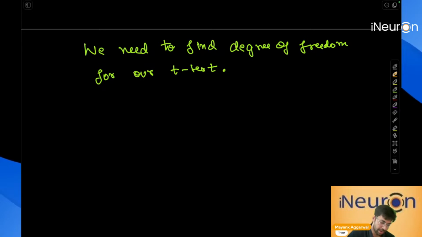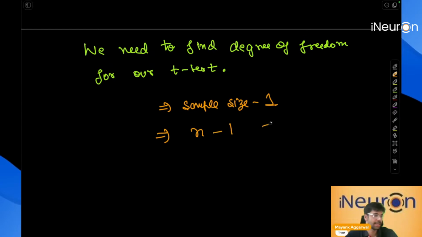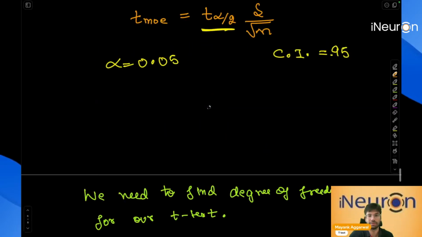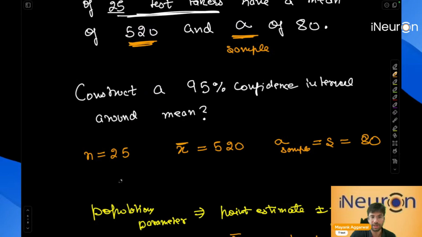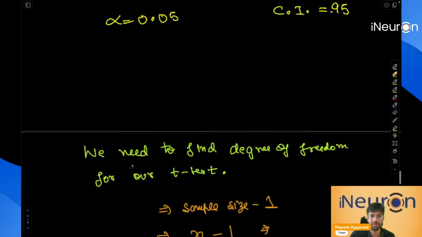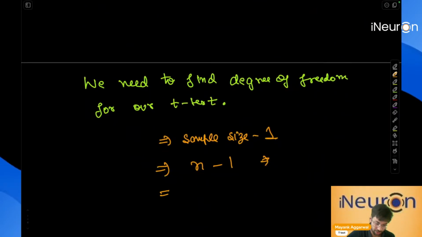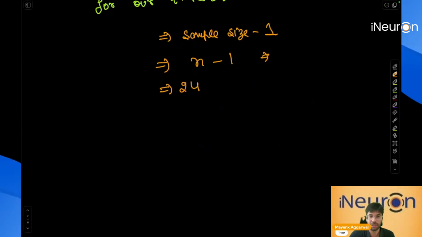Now it is actually given by sample size minus 1. So this implies it is going to be n - 1. In our case, if we see n, what is n? N is 25 here. So we are going to take n - 1, which is going to be 24. Right? So this is what we take as degree of freedom. Right, everyone? So now we have degree of freedom.